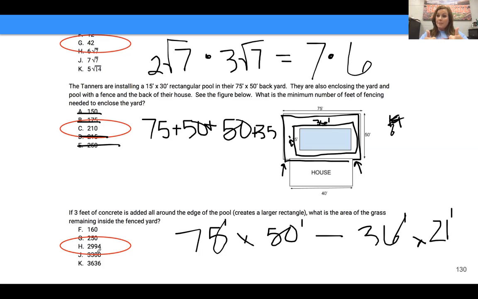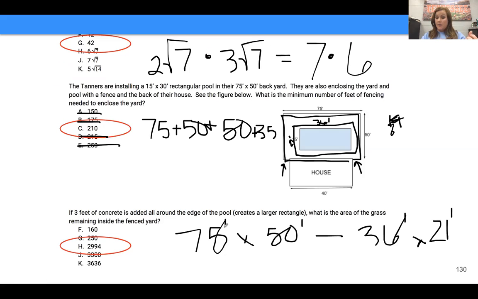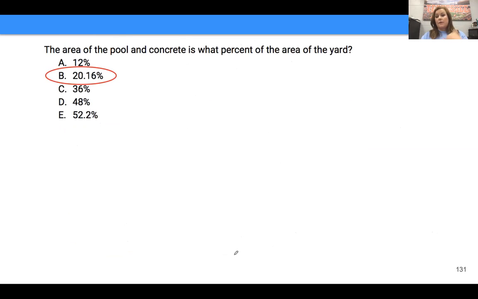Yep. Hope that helps. All right, so now we got one more. The area of the pool and concrete is what percentage of the yard? So now you need to go back and you can use your measurements from before. What is 75 times 50? And then this measurement here, the 36 by 21, and do the 36 by 21 divided by the 75 times 50, and that's going to give you the 20.16.